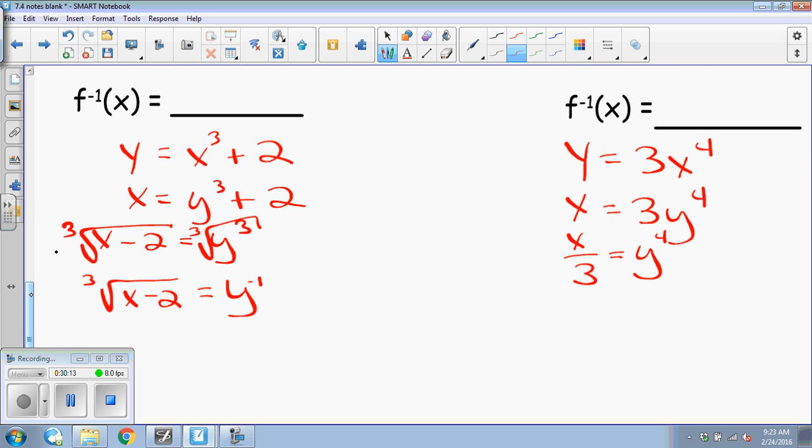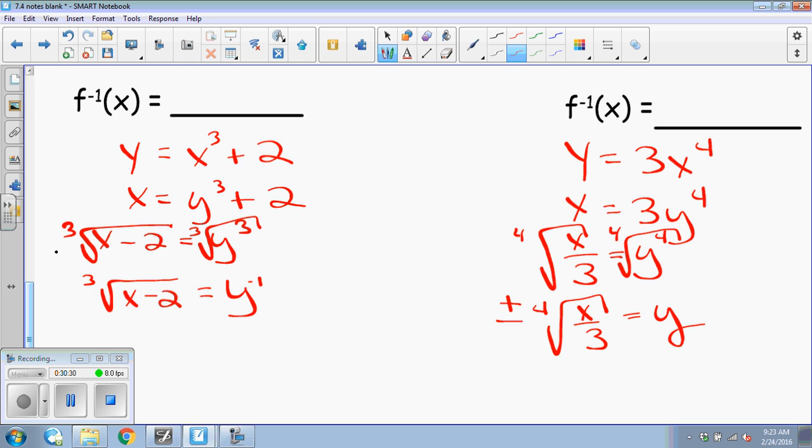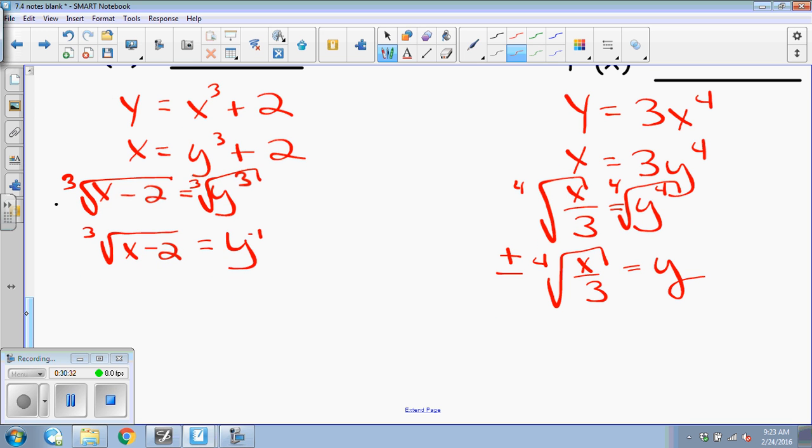Okay, so let's do it. So we have to take the fourth root of both sides. So that's plus or minus the fourth root of x over 3 equals y. Now, you can't have plus and minus, it only has to be one of them. So it's going to be the negative fourth root of x over 3 equals y.